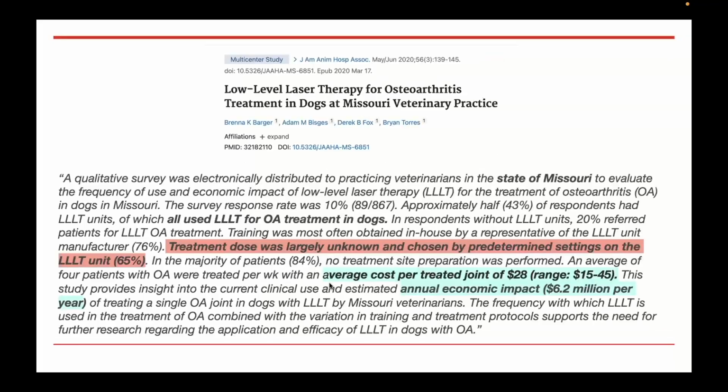And there's more good news. You are not alone. This article from 2020 is a multi-center study carried out with veterinary practices in Missouri, treating dogs with osteoarthritis with laser therapy. And only 65% of respondents were aware of the dose they were delivering. And this for a therapy that in just a year, with just one specific use, just one joint, in one species, only in one US state, generates more than $6 million a year.